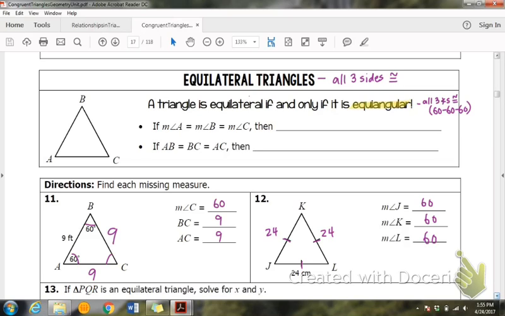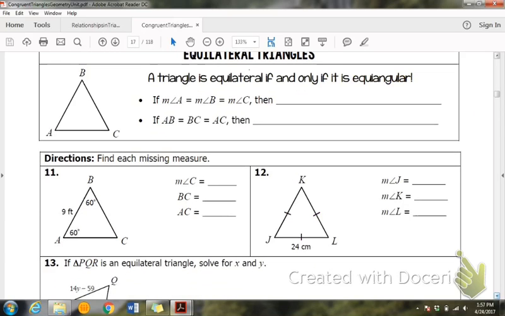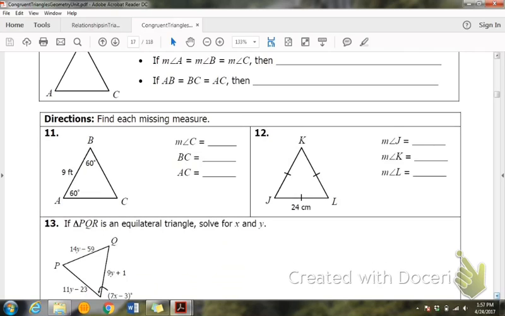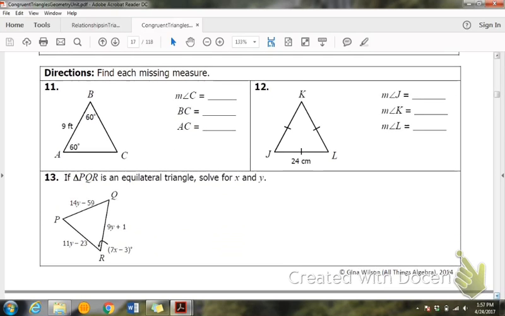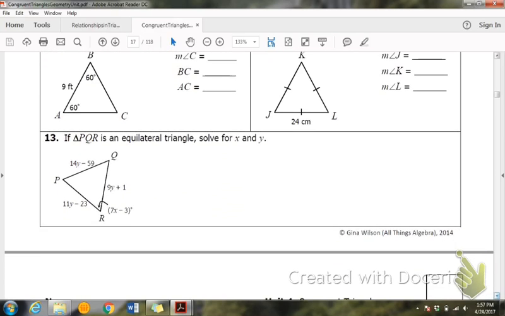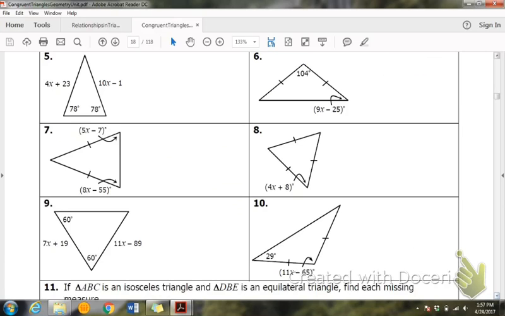All right, number 13 says, if triangle PQR is an equilateral triangle, solve for x and y. So if we look at this, if it's equilateral, what does that mean about all the sides? Okay, so put hash marks around all three sides. All three sides should have one hash mark there.